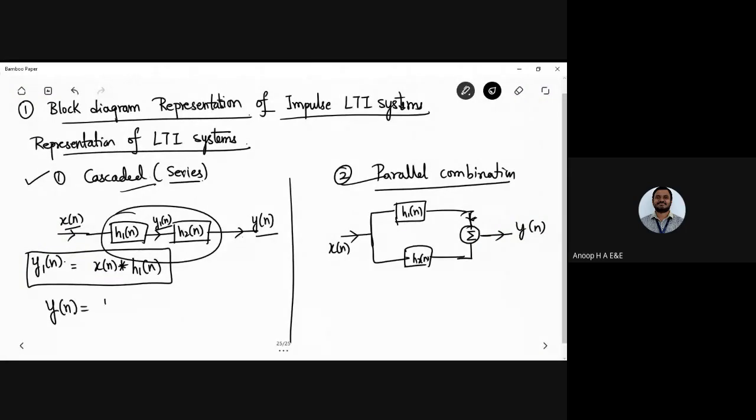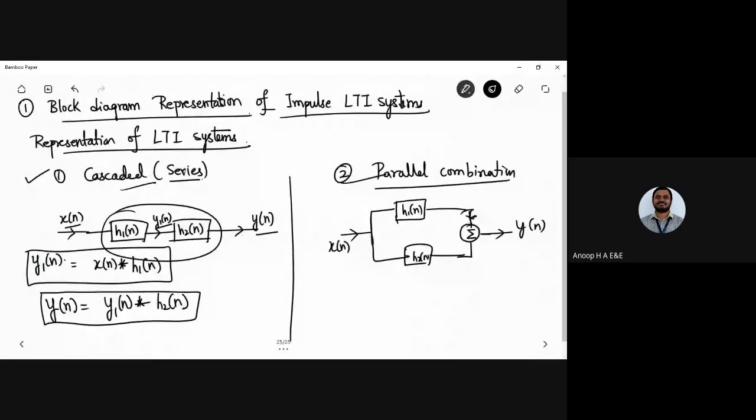Now for the final output, Y of n, how do I write it? Can I write it like this? Y of n equal to Y1 of n convolved with H2 of n. Can I write it like this?